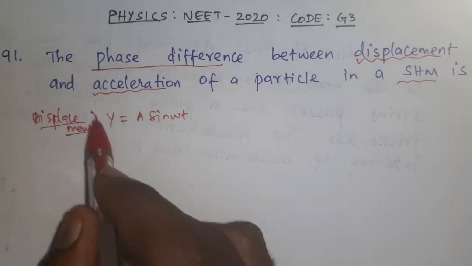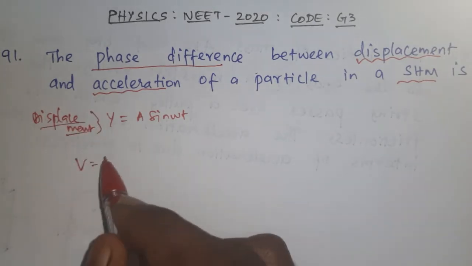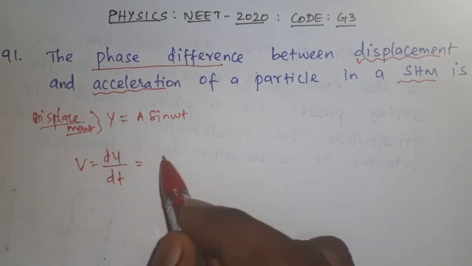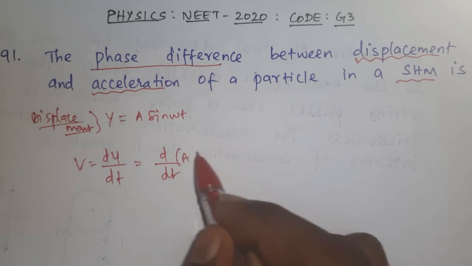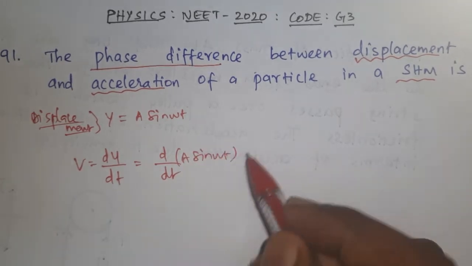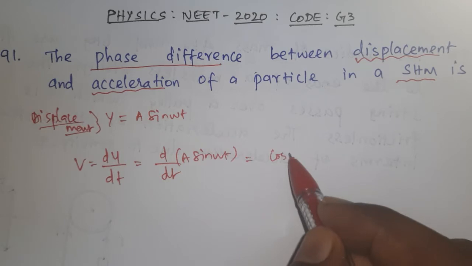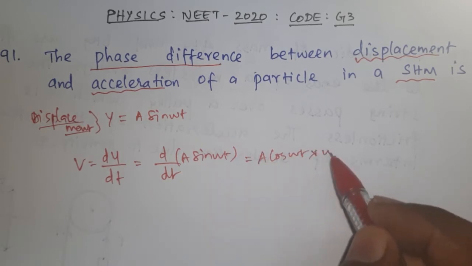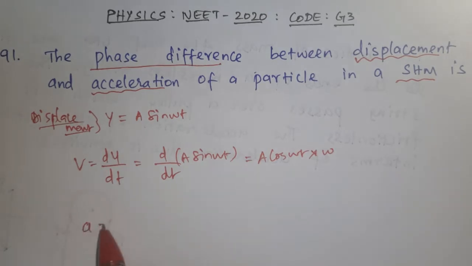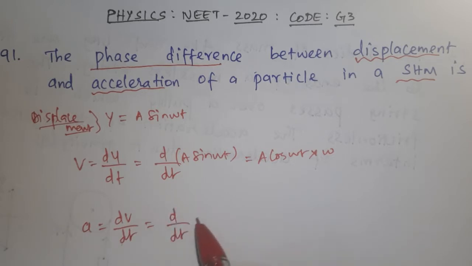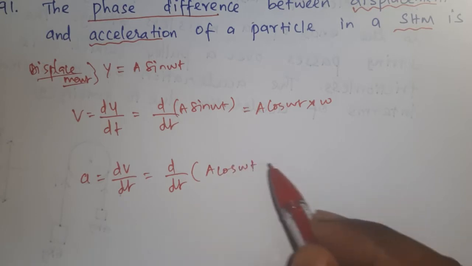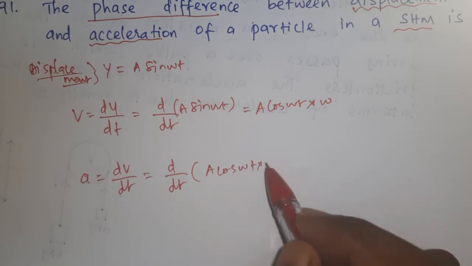So we know the displacement. Now we can find the velocity. Velocity is nothing but the first order differentiation of displacement. So v = dy/dt = d/dt of a sin omega t. The differentiation of sin omega t is cos omega t, so a cos omega t, then omega t differentiated with respect to time gives omega. Then acceleration: a = dv/dt = d/dt of a omega cos omega t.